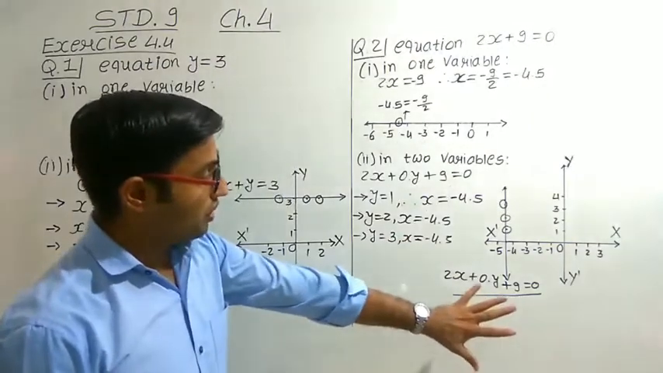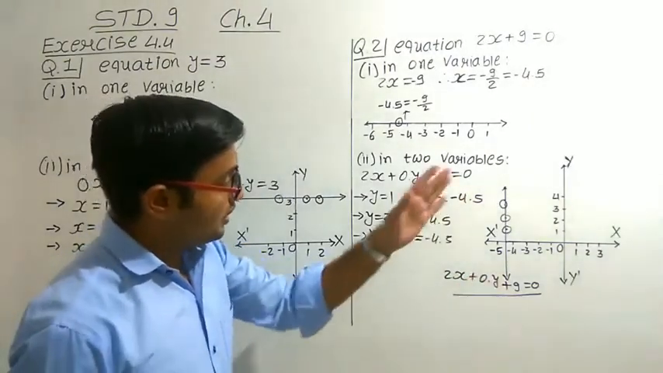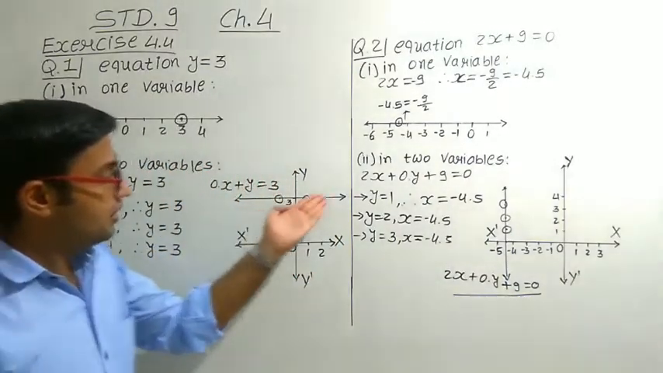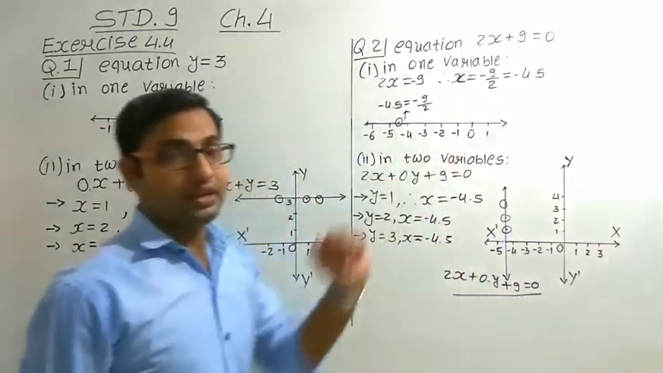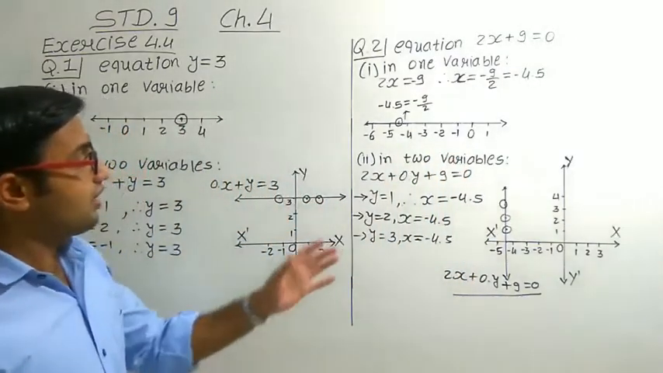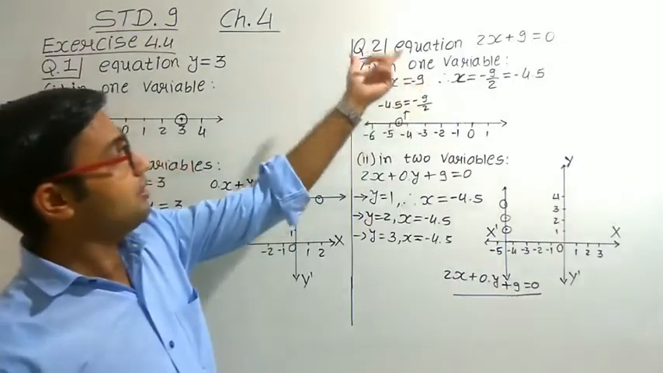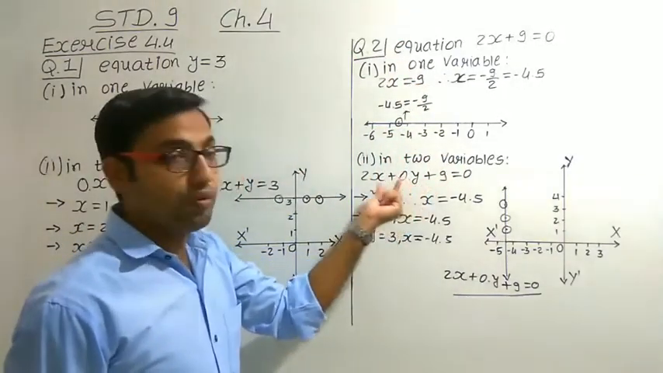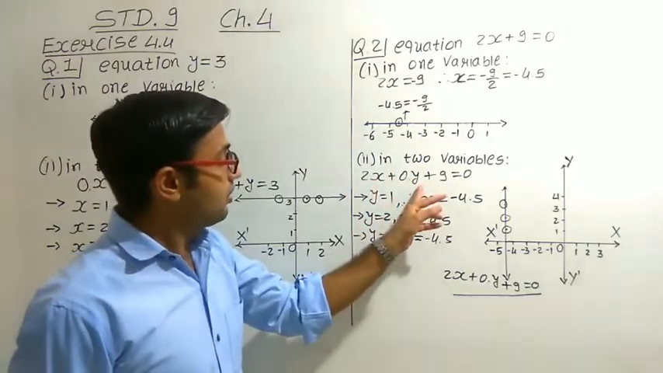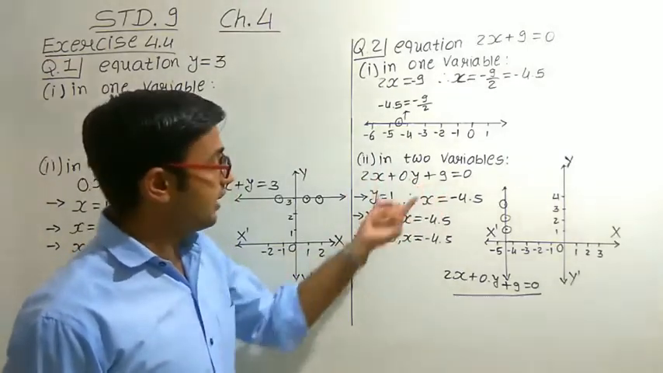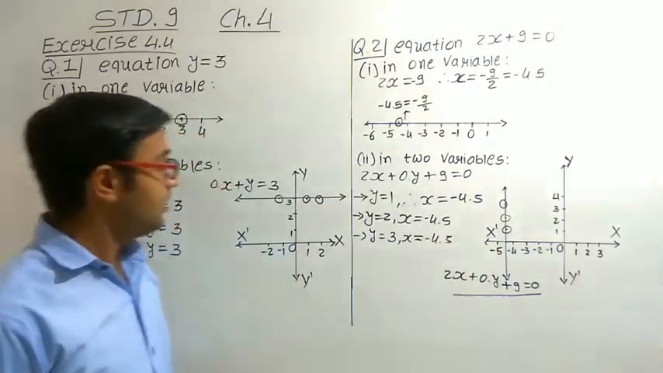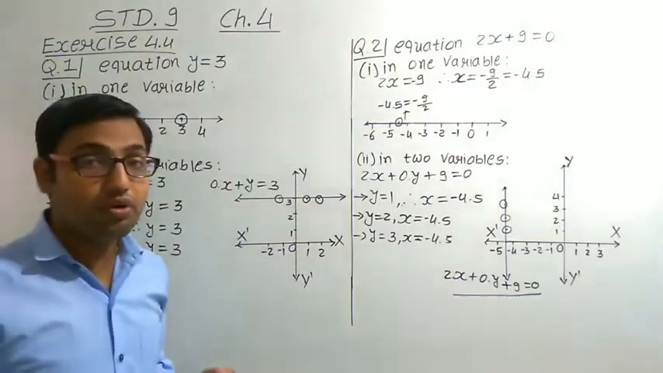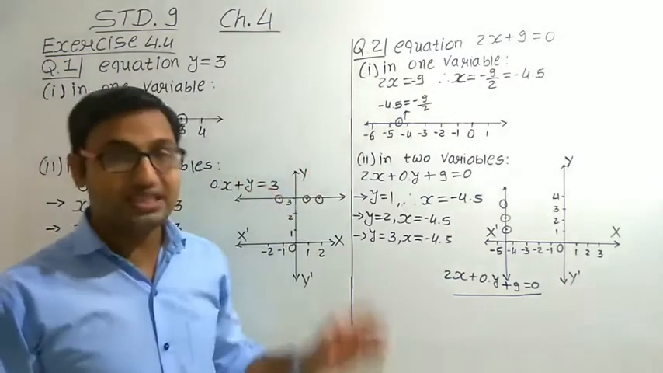So this is the concept we wanted to study: the equations of the lines which are parallel to the x-axis and parallel to the y-axis. And how we can represent a linear equation in one variable as a linear equation in two variables by taking the coefficient as 0 for whatever variable we do not have, right? So in this way we can solve this type of questions. So this is all about this lecture and this is all about this chapter.